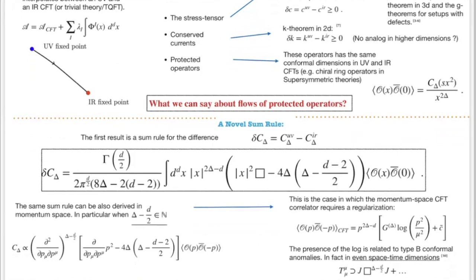So the two-point function of those operators can be written in this form, where C is in general a complicated function, which has the property that when x goes to 0, this function is just a constant, and when x goes to infinity, this function is also constant, so that the conformal dimension of the operator is the same in the UV and the infrared.